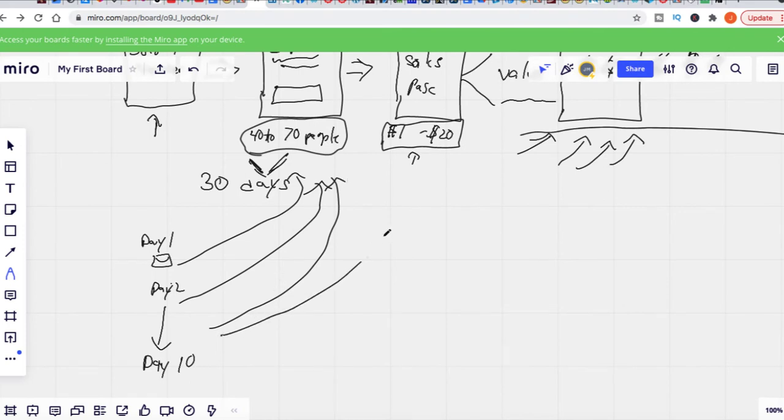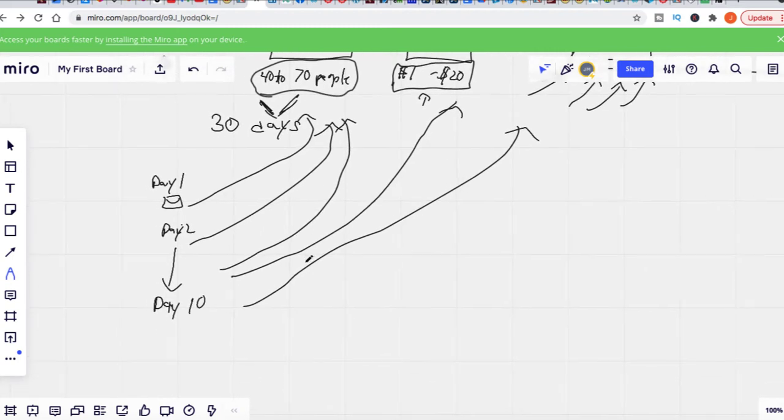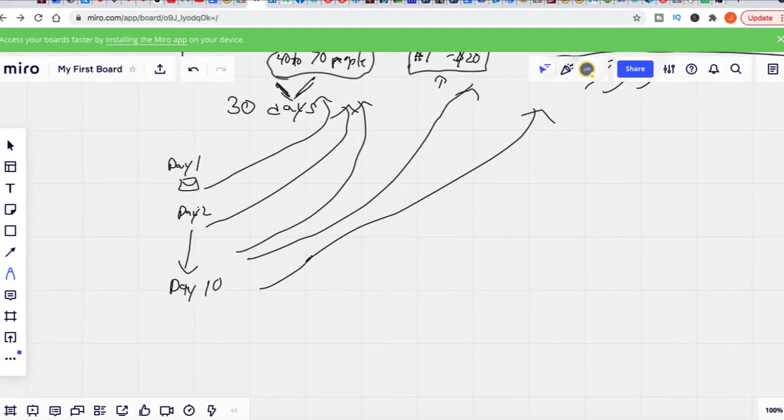You may be sending them back to some other back end offers over here, because maybe they did buy the low ticket, but you're trying to maximize all the revenue that you can actually make from the leads that you got opted in, right? And this is where really the magic happens, really even more so after day 10.